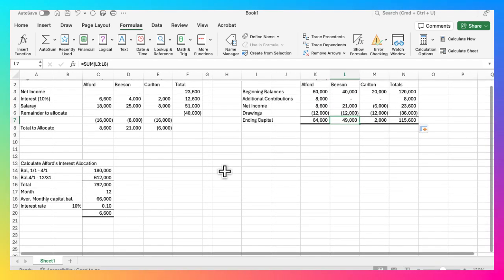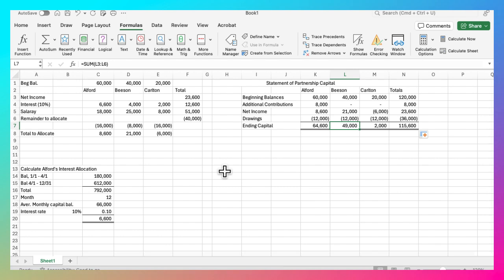Okay, so again, we saw how to allocate net income. We saw how to allocate net income when there is salary and interest, and we also saw how to calculate the statement of partnership capital.